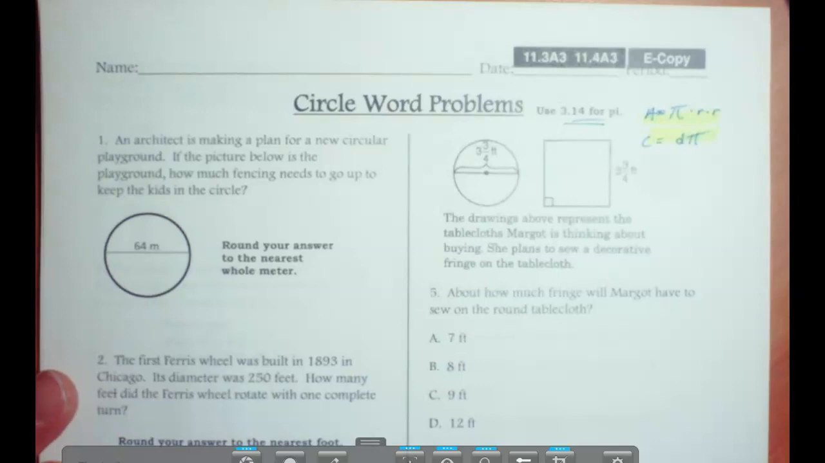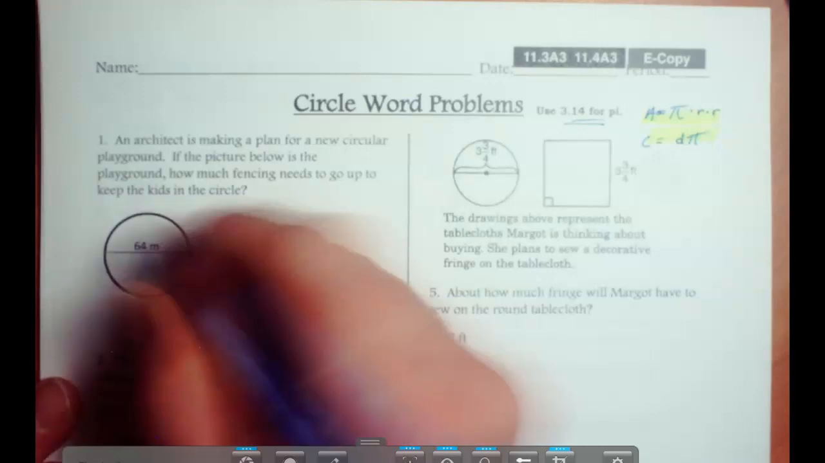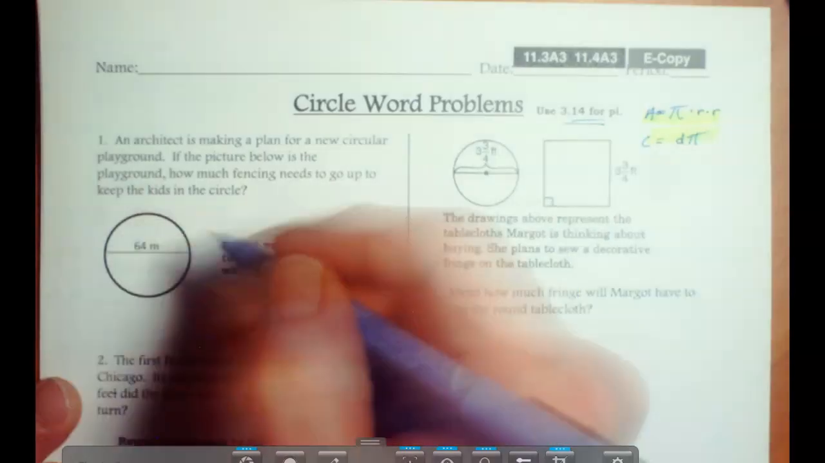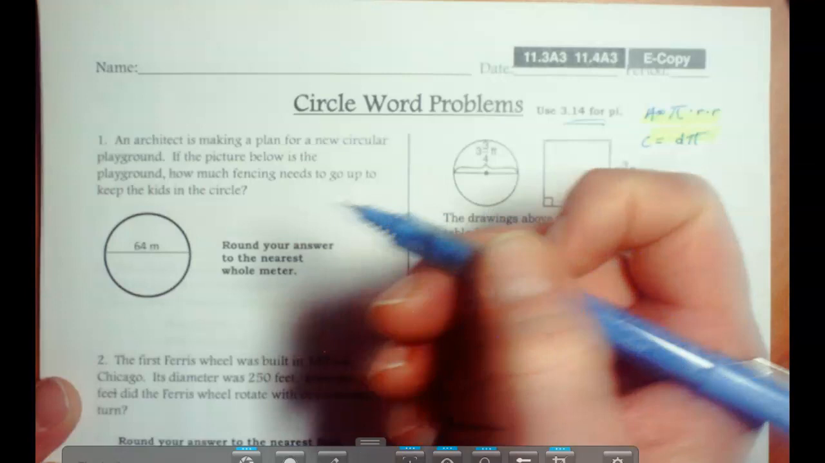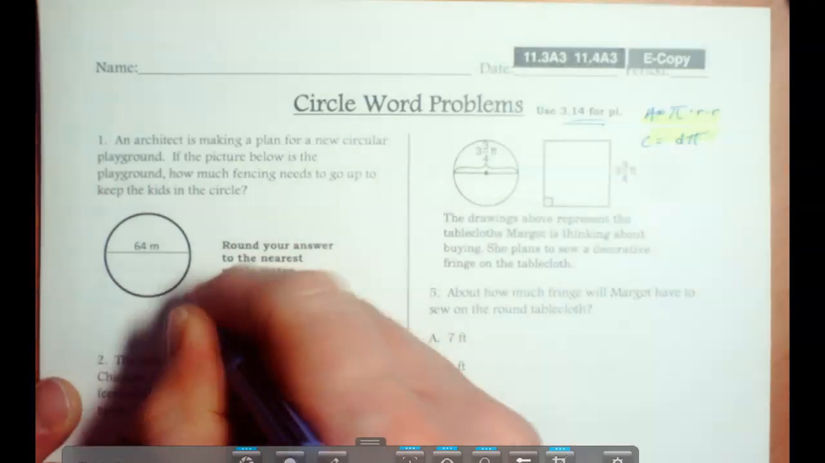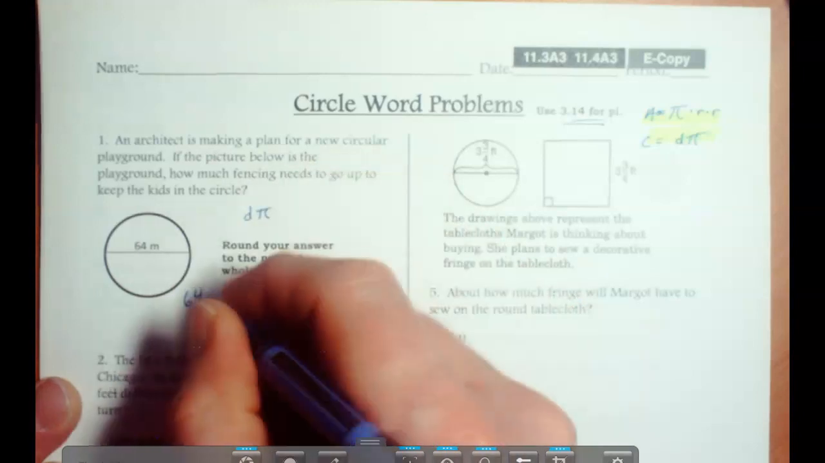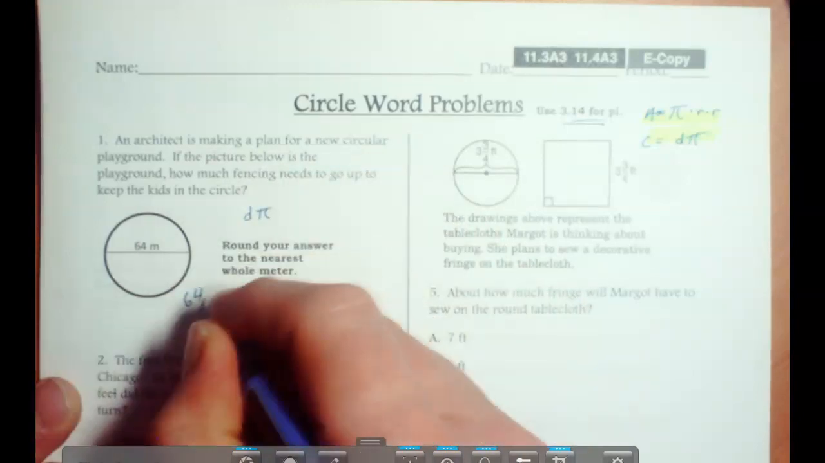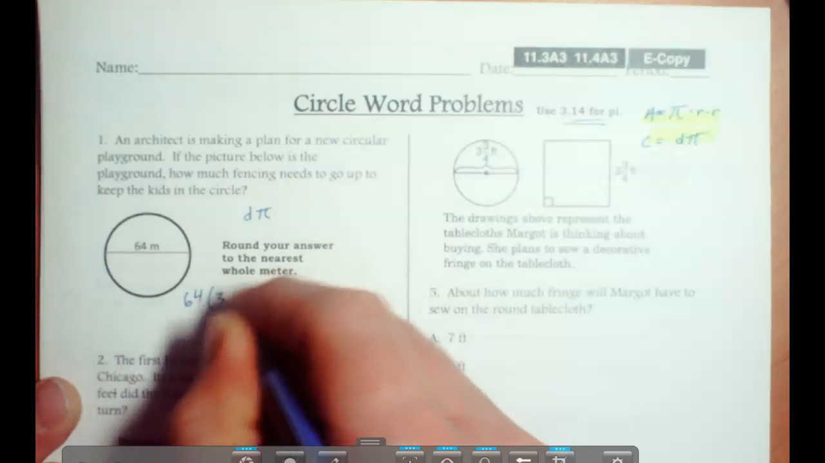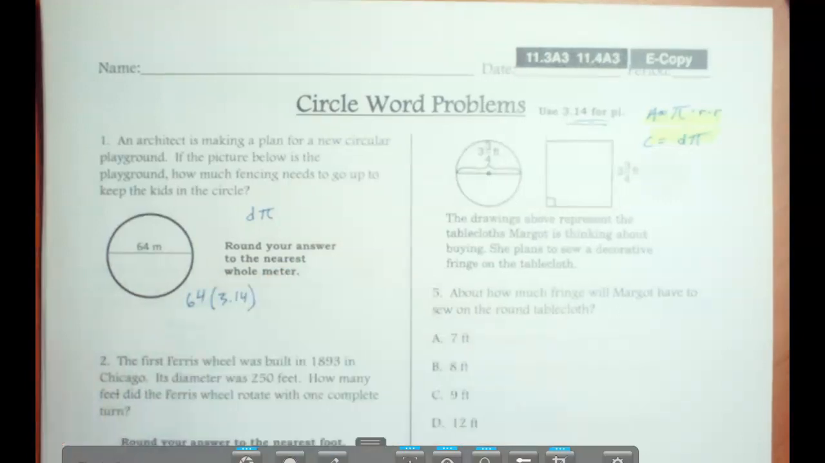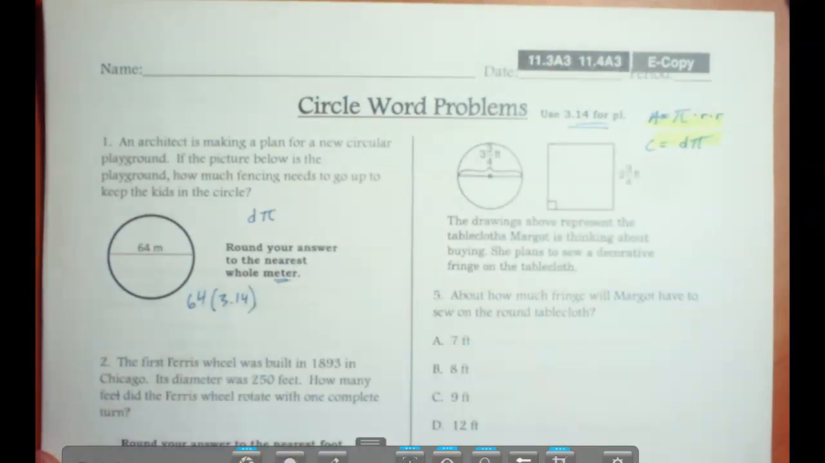We'll do this first one here. An architect is making a plan for a new circular playground. If the picture below is the playground, how much fencing needs to go up to keep the kids inside the circle? Nice, they're going to put the kids in a cage. Well, that's a circumference problem, so that's just going to be 64. We're going to use diameter times pi. So 64, which would be the diameter, times 3.14. And I'll let you do the calculation on that one. And then you're going to round it to the nearest whole meter, or the nearest whole number.